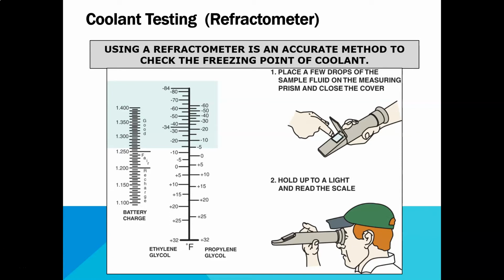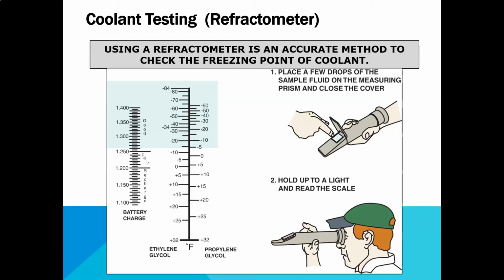All right, in the lab, you're going to use a refractometer, and it's a pretty cool eyepiece thing, right? This is going to give you a very accurate level of the freezing point of coolant. Now, when you look through this thing, you're going to see all kinds of different things on here. In an engine, on a car, we are always ethylene glycol, always. We are not propylene glycol. When you look through this eyepiece, you will see both scales. Make sure you're looking at the ethylene glycol rating.